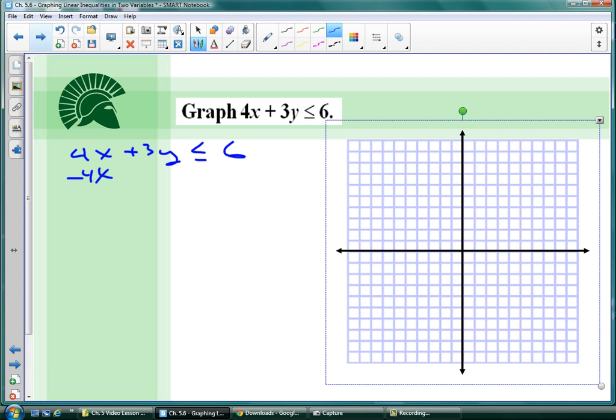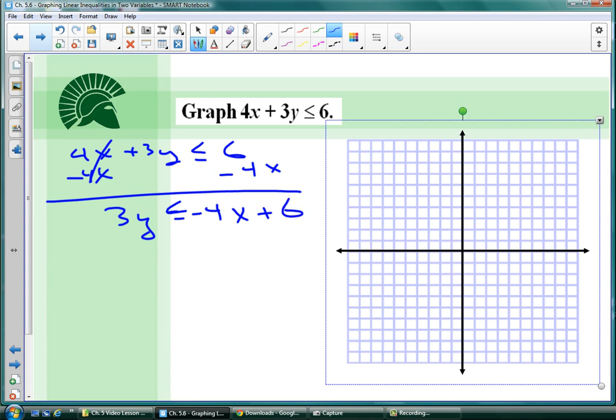Okay, do the additive inverse to both sides. I get 3y minus 4 is less than or equal to -4x plus 6. I'm going to divide by 3, and notice I'm dividing each part, everything on both sides, by 3. I'm dividing by a positive, so my inequality sign does not flip. And I get -4/3 x plus 2.